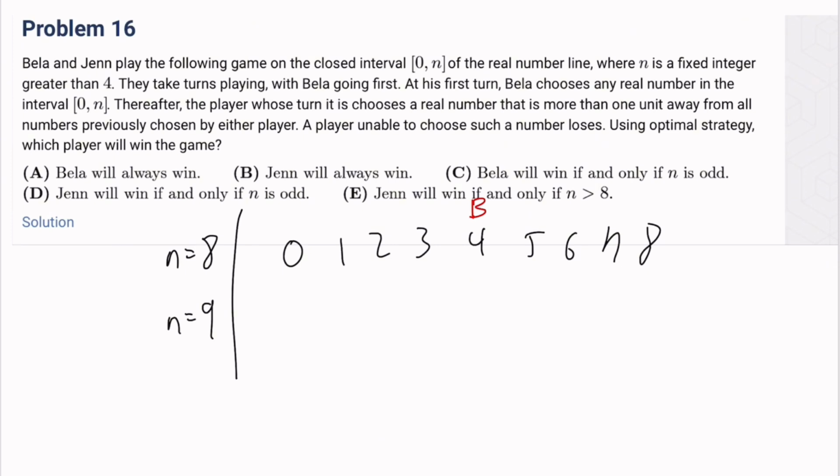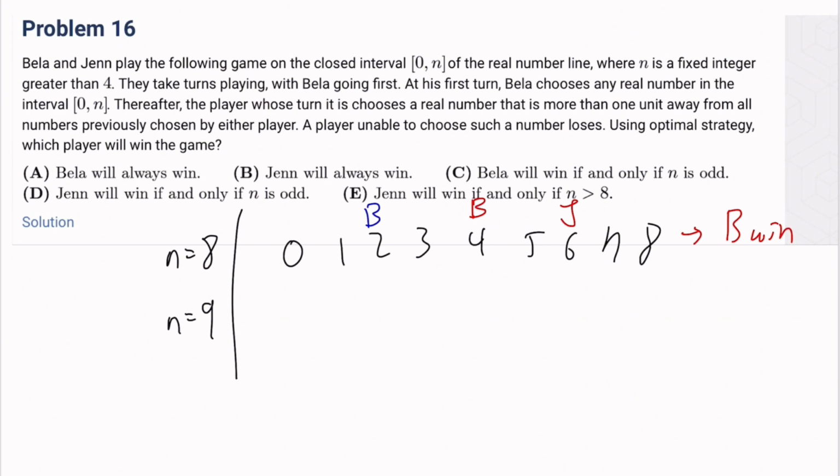But then whatever Jen does here, say if Jen goes there, then Bella can't go anywhere here, so Bella has to go here. And then if Bella goes here, then Jen loses, right? If Jen goes here, then Bella can go here, here, or here. And so if Bella goes here next, then Jen will have to go to either one of these two places, and then Bella will go to the last place, and then Bella will also win, right? And so this always results in Bella winning.